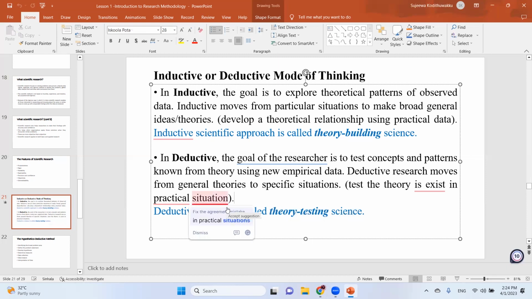So you have the theory, and you are going to test whether this theory is applicable for this problem or not. That's the idea of theory testing science. I think it's very clear. Inductive means theory building. Deductive means theory testing. Are you okay? Now remember, this is the most important part of your research. You want to identify whether your research topic is inductive or deductive. It means you are going to develop a theory or you are going to test an existing theory. Is it clear?